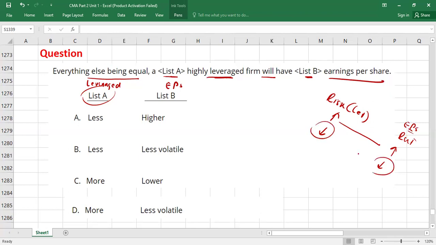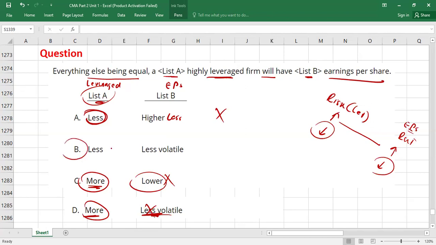And low risk means a low return. We have to see here. They're saying less leverage, high EPS. No, no. Less leverage should be less EPS. So this is not the answer because he wrote it higher. Then look at here. More leverage means more EPS, not lower. This is not correct. Then D, more leverage, less EPS. No, more leverage, more EPS. This is also not correct.